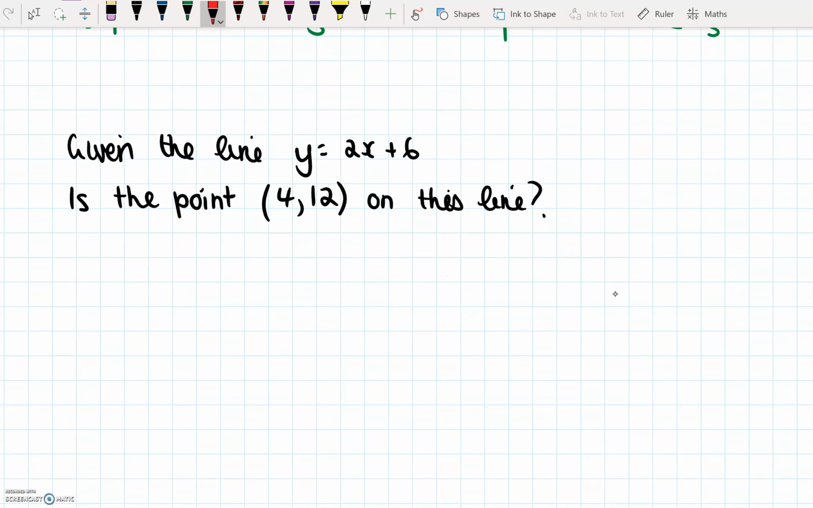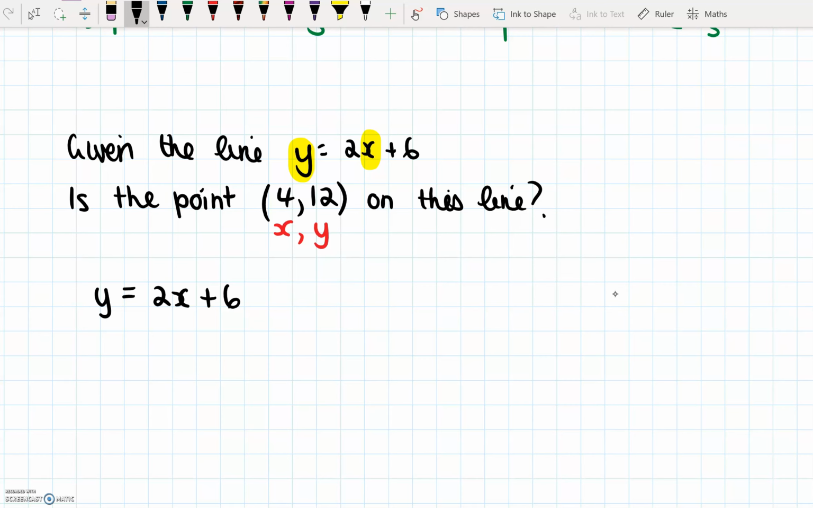So we have here a coordinate set. We have a coordinate. It's (4, 12). Remember, 4 is your x and 12 is your y. Now your formula also has in it an x and a y. Okay, so we know that if the point's on the line, then this formula will work for these points. So we're going to write it out and test it. So y equals 2x plus 6.